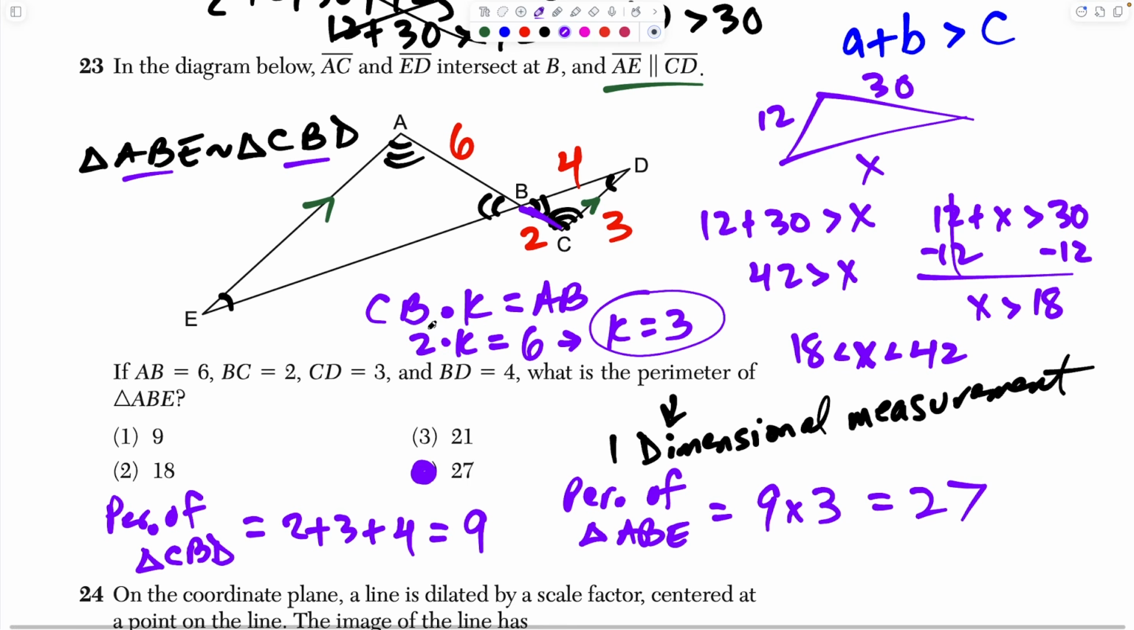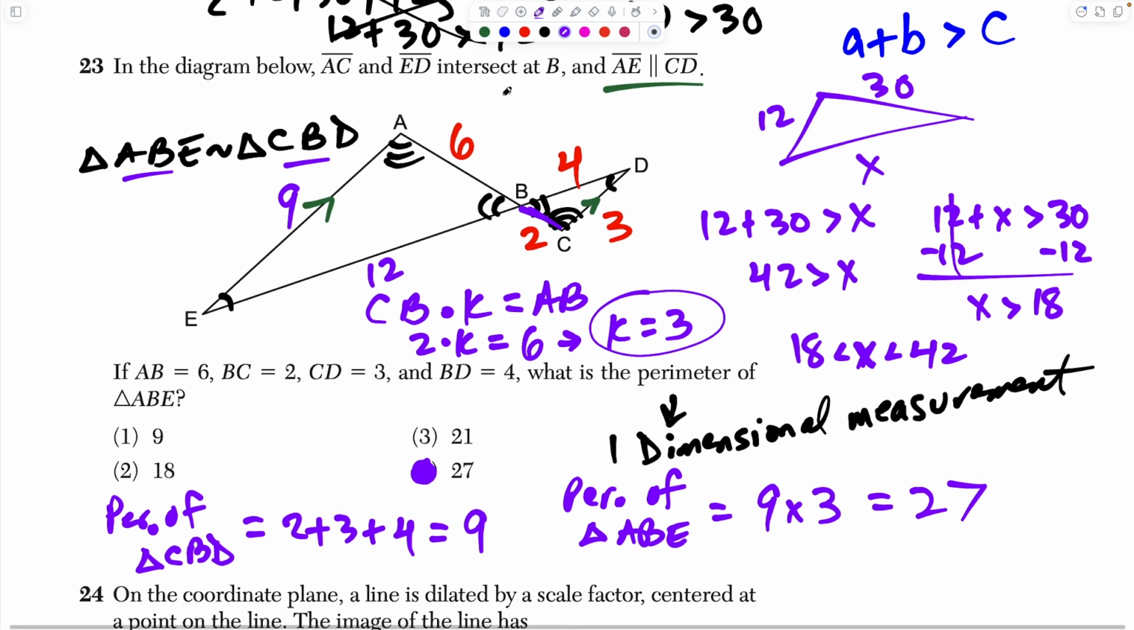I could find the length of the missing sides here. Like I could say, all right, 4 times 3 is 12, and 3 times 3 is 9, and I could do 9 plus 12 is 21, and 21 plus 6 is 27. But this is a nice way to get to the answer.